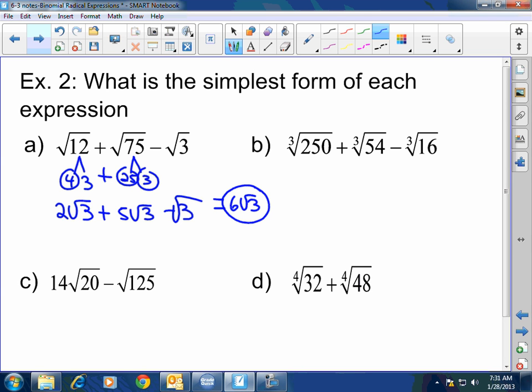And you're good. B, 250. Well, I'm going to go ahead and break 250 into 2 times 125.